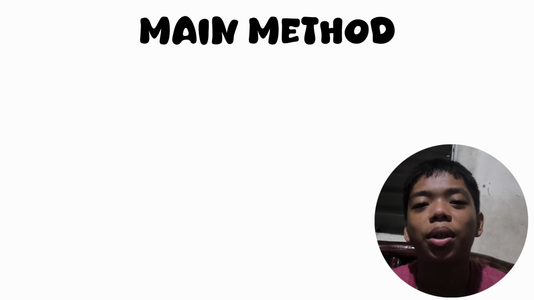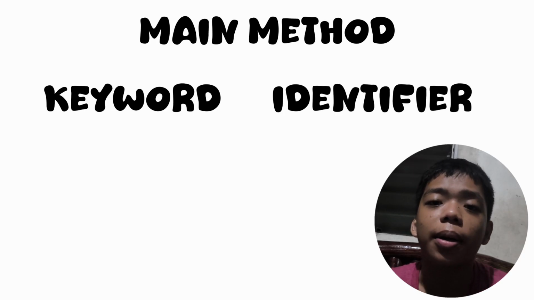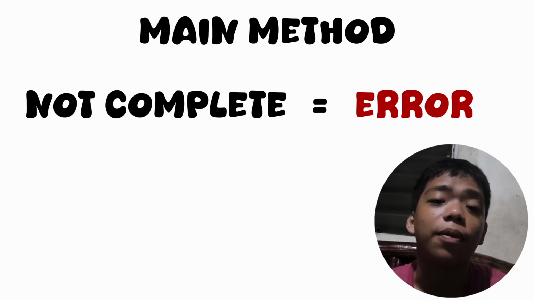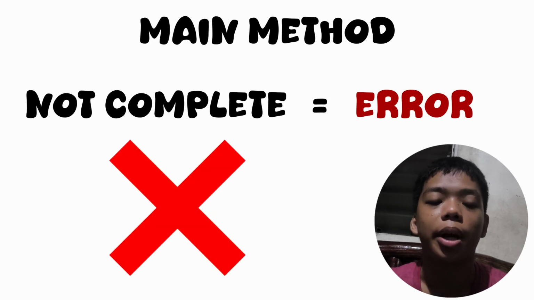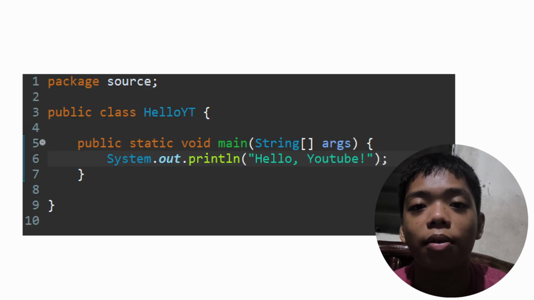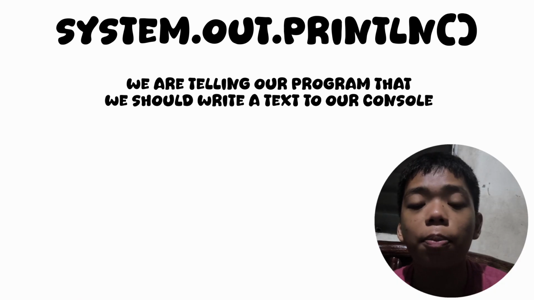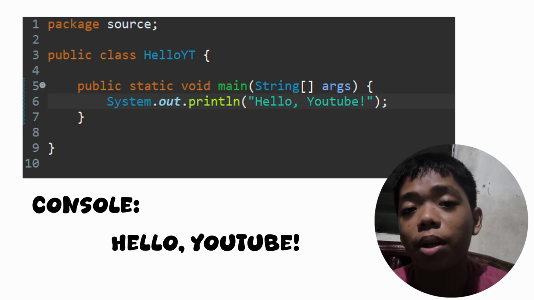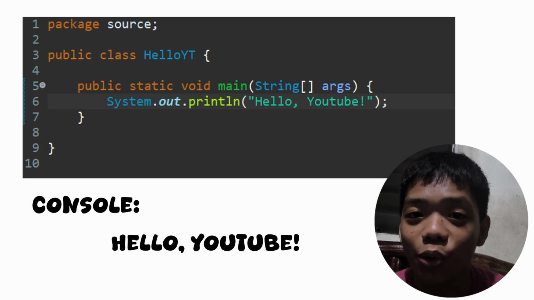Another important note is that every keyword, identifier, and parameter in our main method should be complete. If not, it will also give you an error. As for the last statement inside of our main method, we are telling our program to write a text inside our console, which means it will write "Hello YouTube." To understand it even further, let's try to code this in Eclipse to see if it actually works.